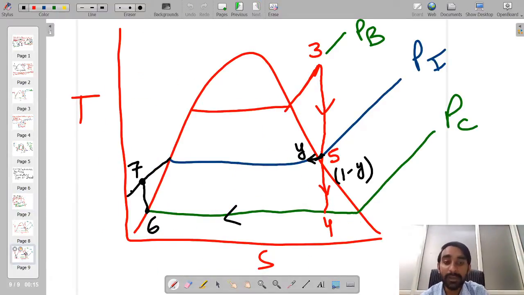Okay, so it means now 5 and 7 both will be mixing, and these will be resulting in certain thermodynamic state. So over here if you see, the temperature of this point number 7 is less in comparison to temperature of this point number 5.